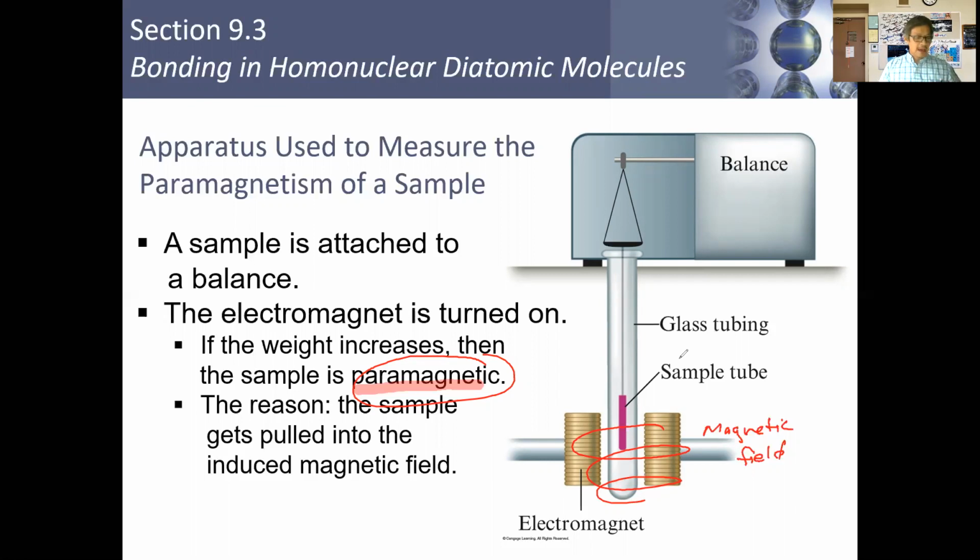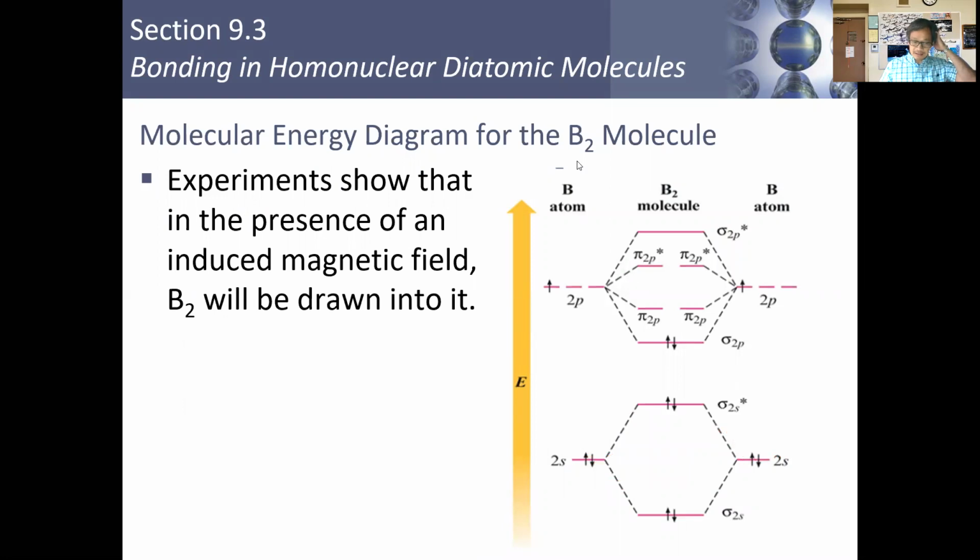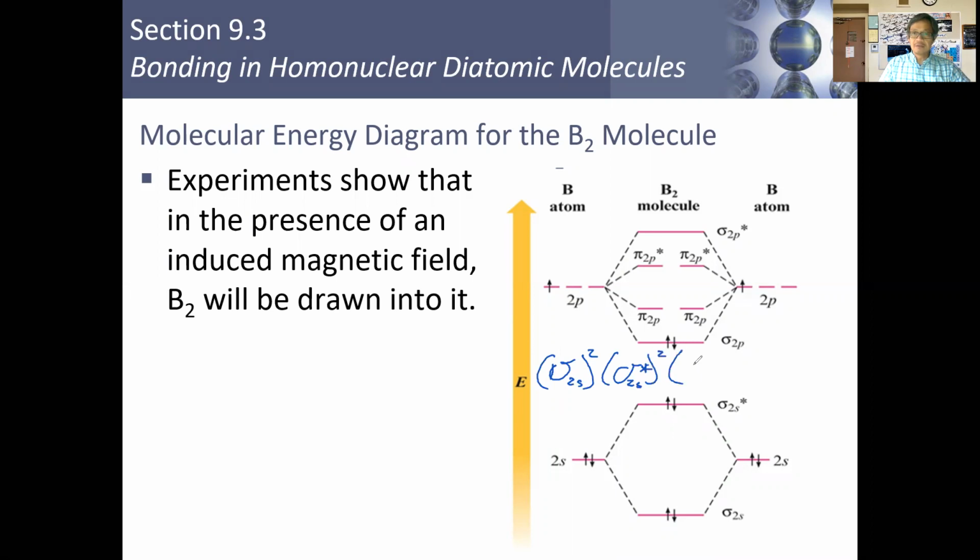Okay? So how are we going to use this? Let me ask you to consider this here. We said that the electron configuration, and I'm going to write it down here for you again real quickly, for diboron was going to be sigma 2s 2, sigma 2s star antibonding 2, and then sigma 2p 2.